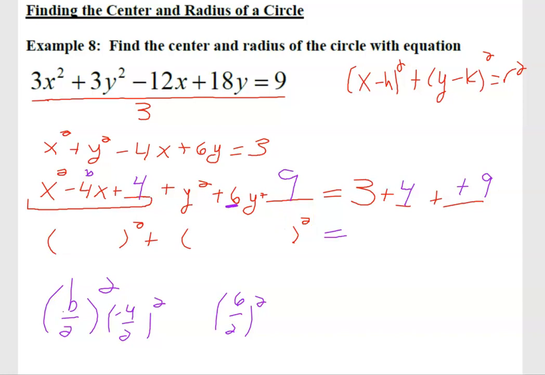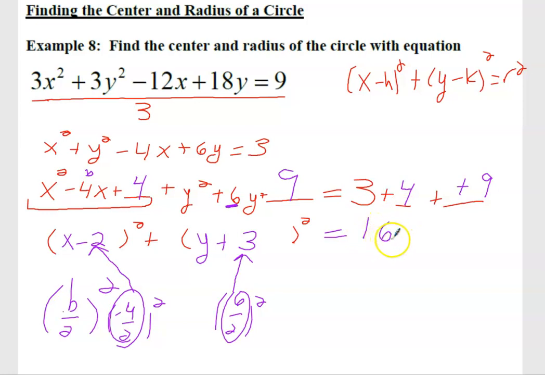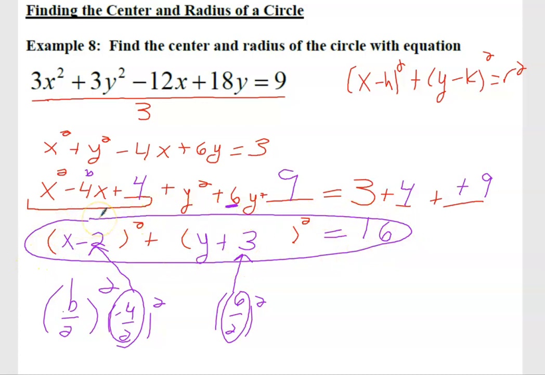So now when I do this, this here becomes x minus 2 squared, because if I were to factor this, it would be x minus 2 times x minus 2. Over here, it's going to be y plus 3 squared. And notice this part here matches up with a negative 2. 6 divided by 2 matches up with this part. And now on this side, I end up getting 16. So now the equation for the circle is going to be x minus 2 squared plus y plus 3 squared equals 16.